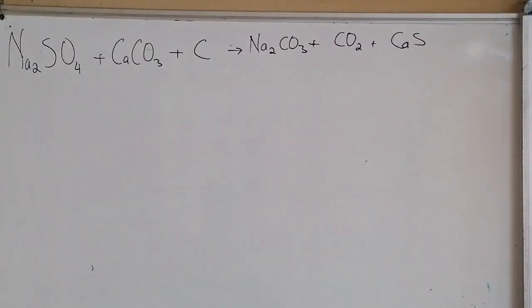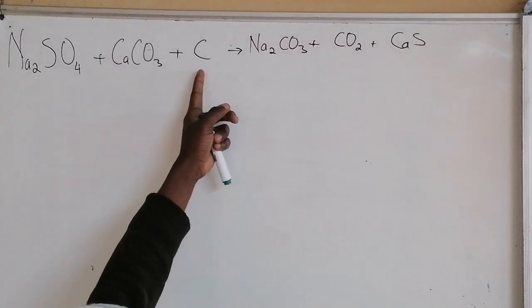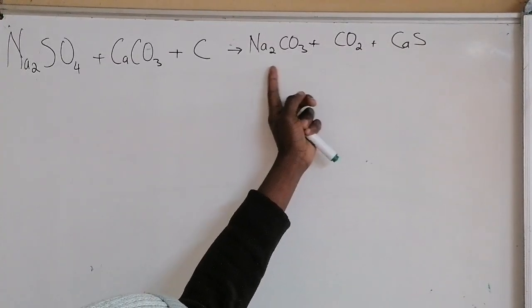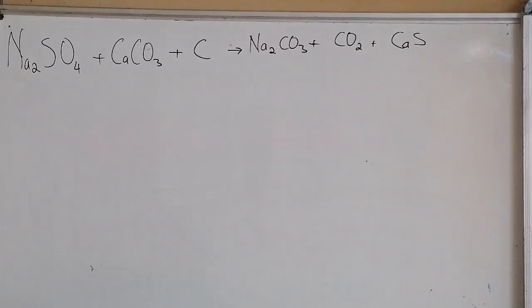We have Na2SO4, right? Plus the calcium carbonate plus carbon, then they give us Na2CO3 plus CO2 plus CaS. Now let's prove, actually the first thing we must do is to prove if it is balanced or unbalanced.